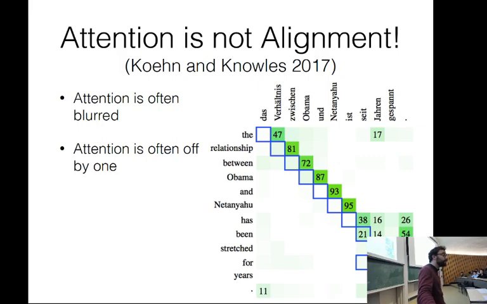Yes? If the attention is not alignment, then how does this help with translation? Because this says that the model will focus on the wrong word to translate. So how does attention help in this case?